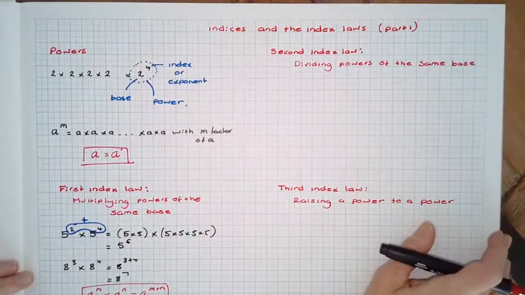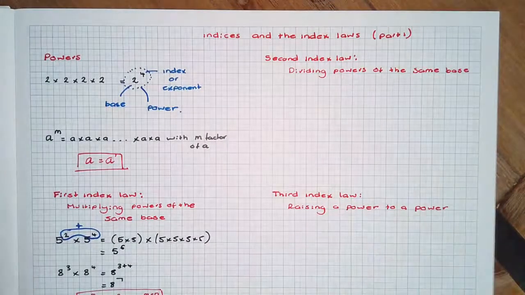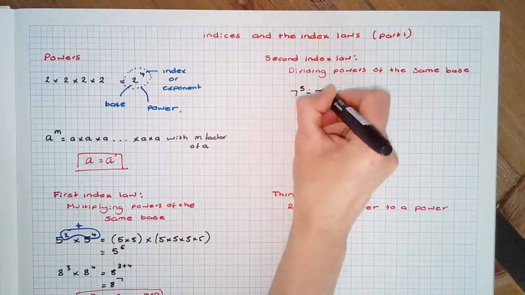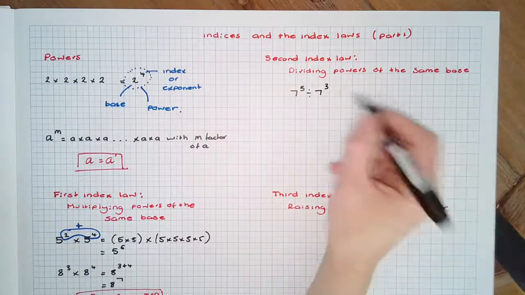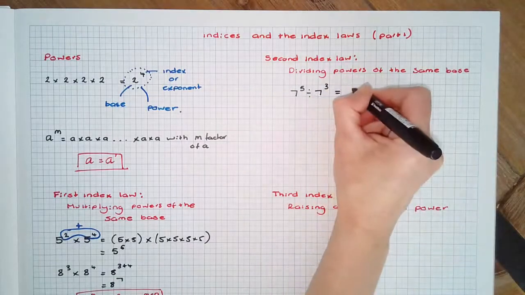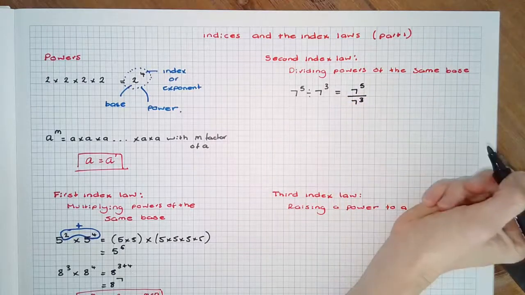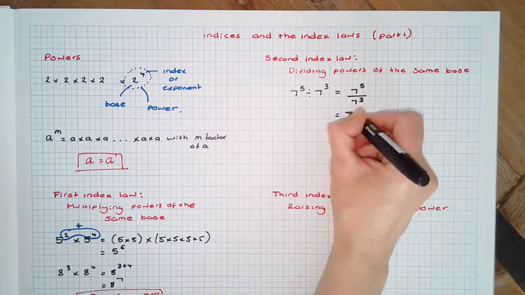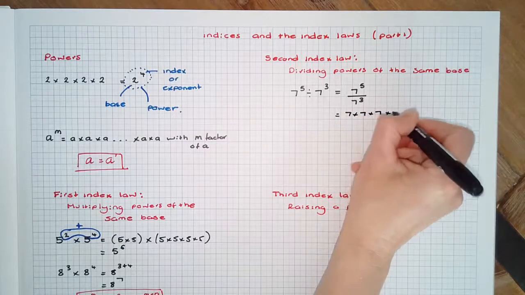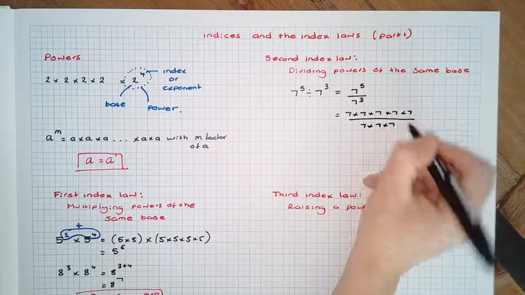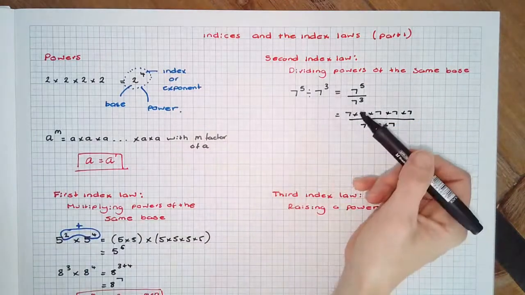The second index law is known as dividing powers of the same base. Let's take the example 7 to the power of 5 divided by 7 to the power of 3. We can also write this as a fraction using a vinculum, 7 to the power of 5 over 7 to the power of 3. Now if we expanded this out, 7 times 7 times 7 times 7 times 7, all over 7 times 7 times 7, we can see we have some numbers to cancel.